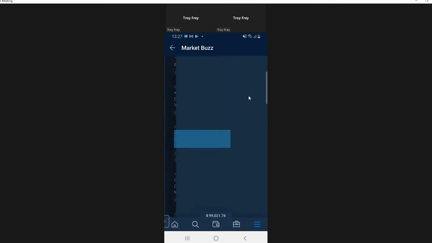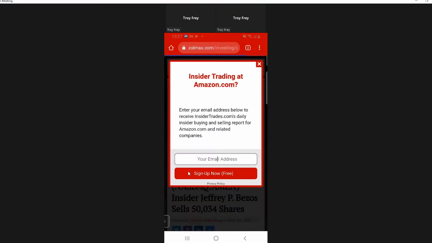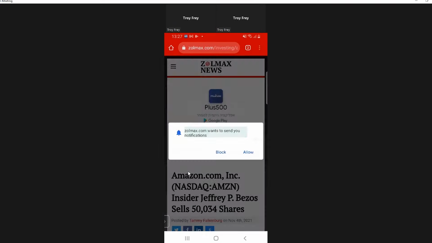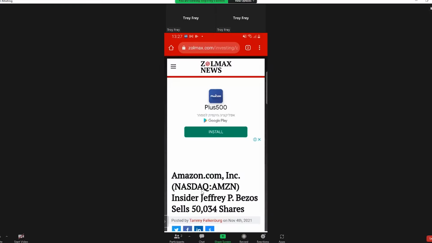So if we tap on that, it takes you to a snippet of what the article's about. And if you want more information, if you want the whole story, you click on Story Continues. Takes you to the website that has that article. There's a pop-up, get rid of it. I'm blocking that website from giving me pop-ups. And there it is.